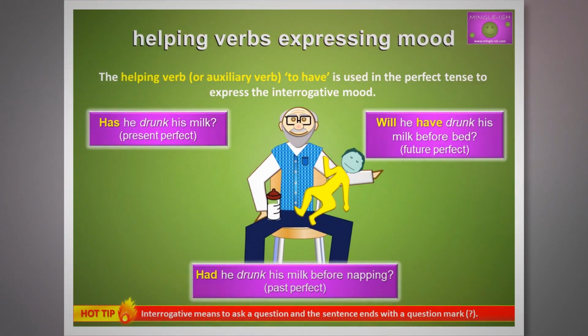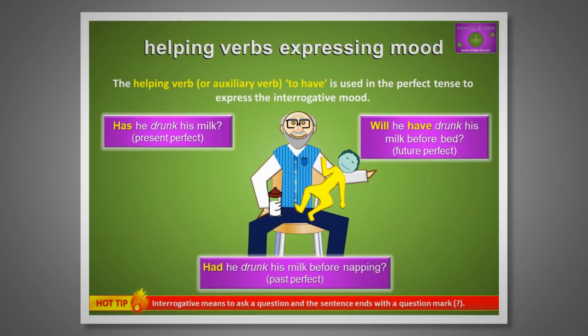The helping verb to have is used in the perfect tense to express the interrogative mood. Has he drunk his milk? The present perfect tense. Had he drunk his milk before napping? The past perfect tense. Will he have drunk his milk before bed? The future perfect tense.